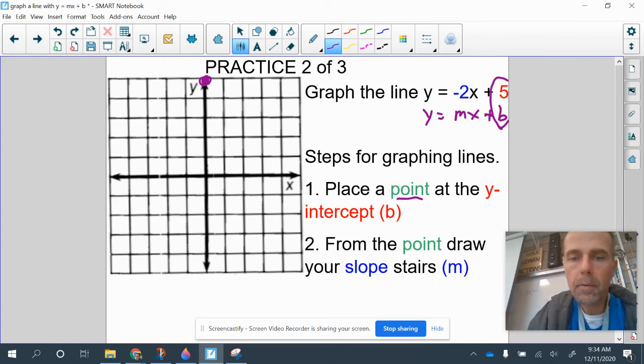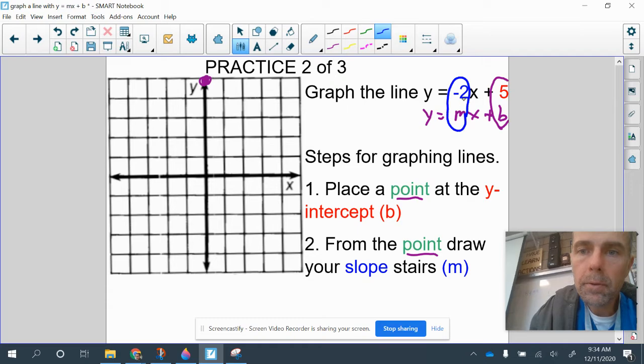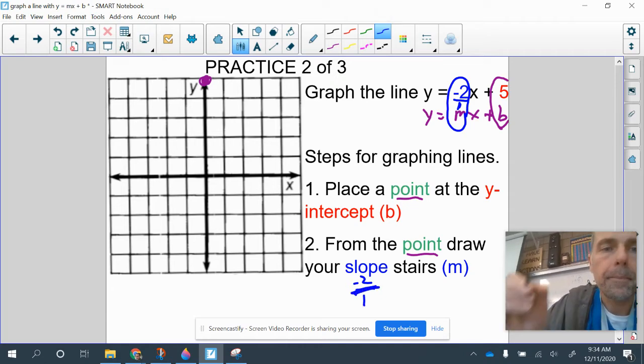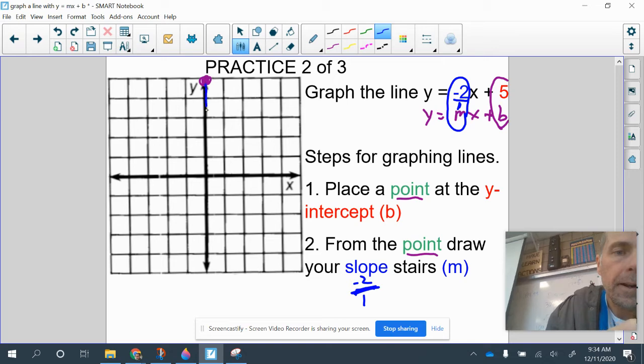And then from the point, draw the slope. Notice the slope is -2, so we have to put a 1 under that because it's just one whole number. We need to make it a fraction. So our slope is going to be -2 over 1. From here, I'm going to go down 2 over 1. Down 2 over 1. Do you see my stairs? They're kind of underneath, aren't they?